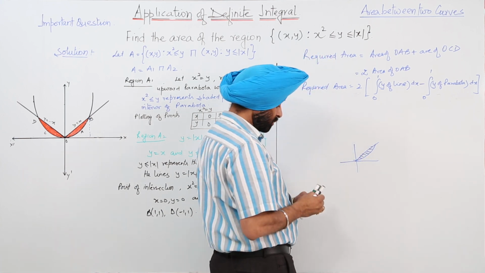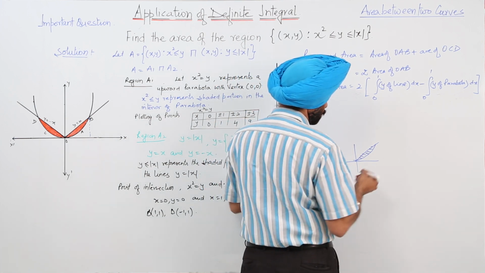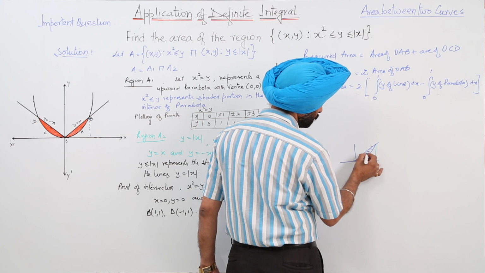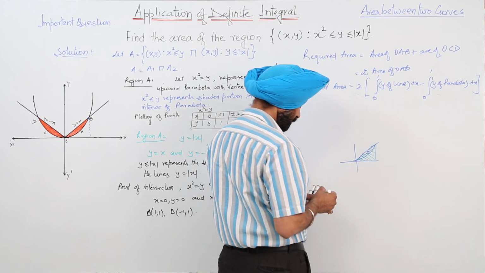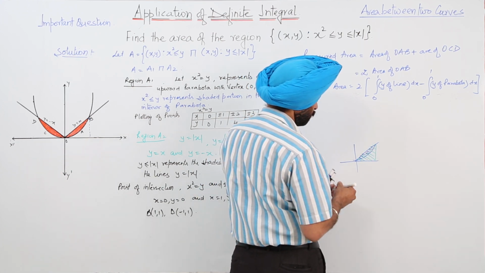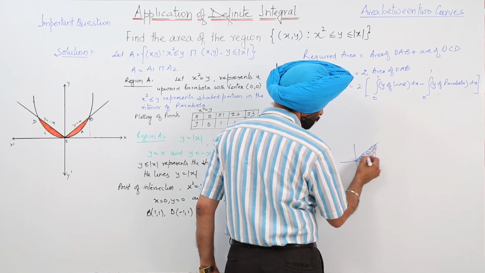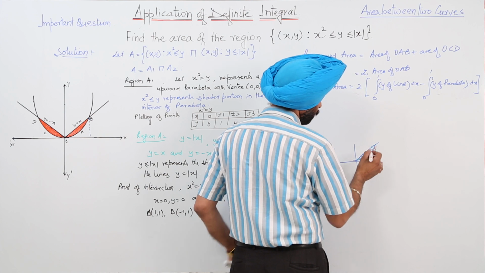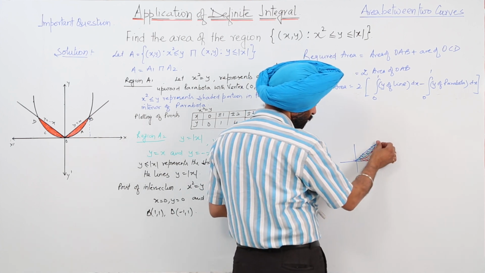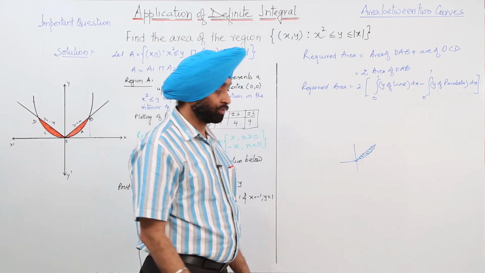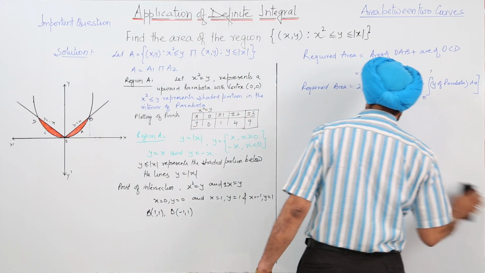So what we are going to do, first of all, from the line we are finding area of this part, then below the parabola we are finding area of this part. Okay, when this area is subtracted, we will be left with the area of the shaded portion.